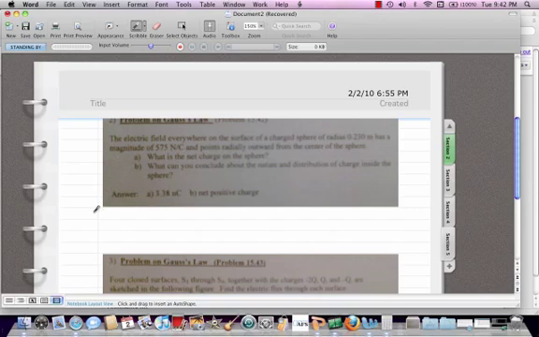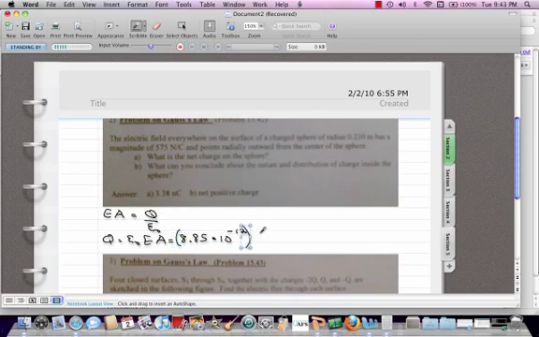So again, we can use Gauss's law. And so Gauss's law says E times A is equal to Q over epsilon naught. And so we're trying to find Q. So Q is going to equal epsilon naught times E times A. And when I multiply that out, I get 8.85 times 10 to the minus 12. I'm not going to include the units, but you should. I just forgot them at this point.